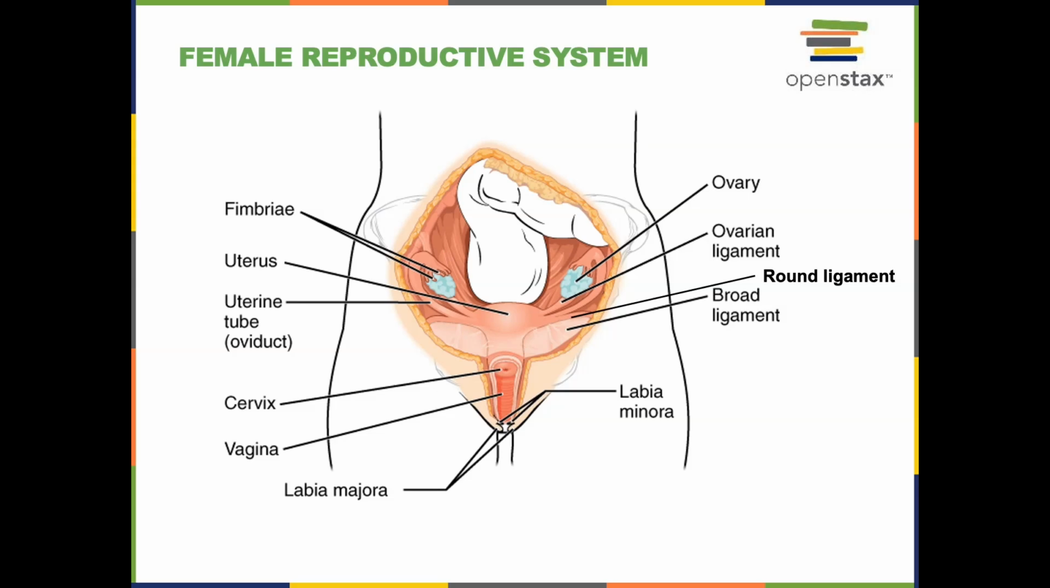The uterus is stabilized by several ligaments. There's the broad ligament, an extension of the peritoneal membrane into the pelvic cavity, draping along the superior surfaces of the uterus, the uterine tubes, and surrounding the ovaries. Round ligaments extend anterior through the pelvic cavity to the inguinal canal.